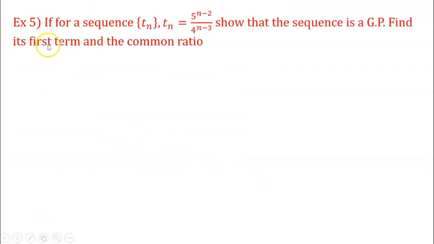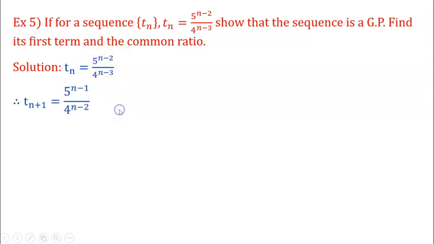Next, example number 5. If for a sequence Tn is equals to 5 raised to n minus 2 upon 4 raised to n minus 3, show that the sequence is a GP. Find its first term and the common ratio. Now the solution, here Tn is equals to 5 raised to n minus 2 upon 4 raised to n minus 3. Next, Tn plus 1. Replace here n by n plus 1.